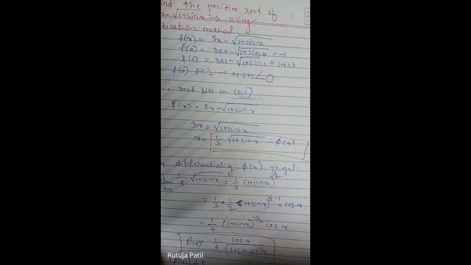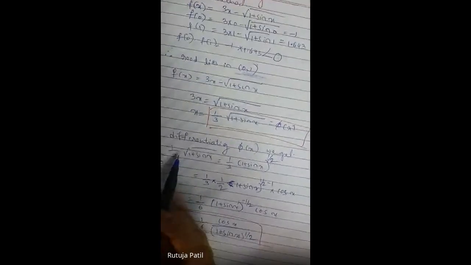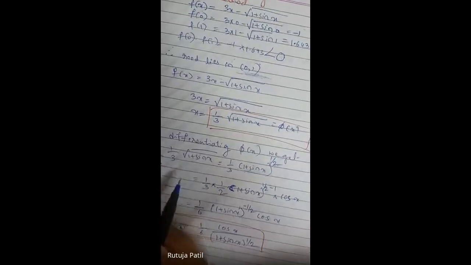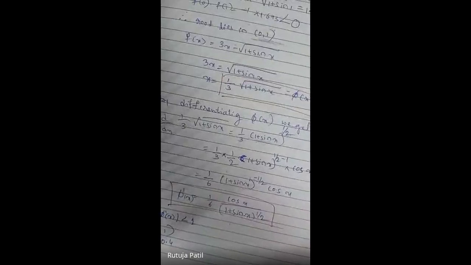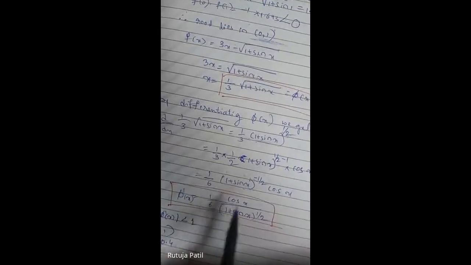After finding the value for x equals to, the next thing is we have to find the differentiation of that, that is nothing but psi dash of x. When I differentiated this, what I got was 1 by 6 cos x divided by 1 plus sin x to the power 1 by 2. This is just to check whether the interval values we found are right or wrong.